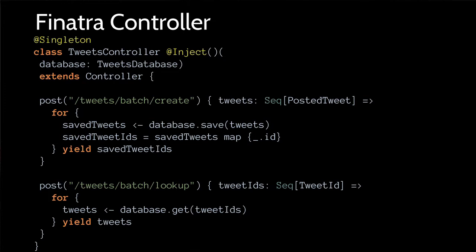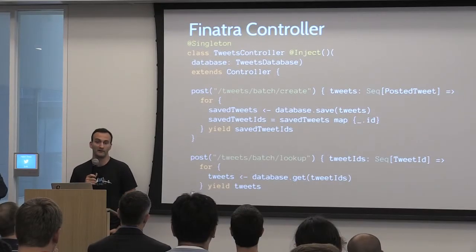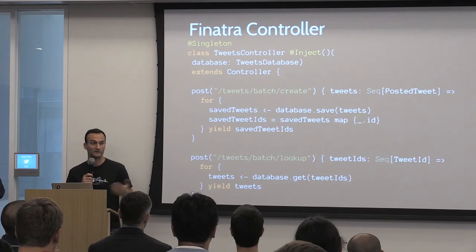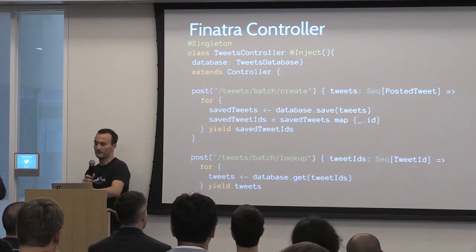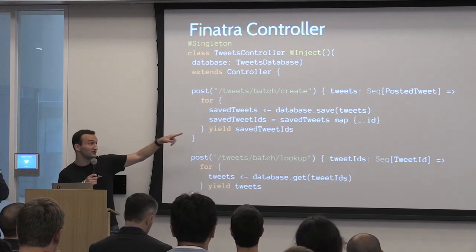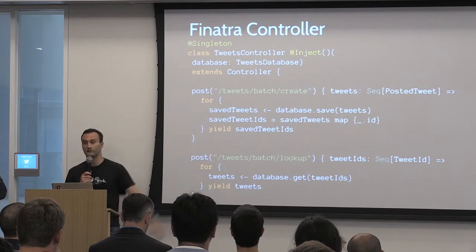And here you can see the batch versions of those endpoints. So on the top would let you post multiple tweets in one post. And on the bottom, it would let you do multiple lookups of tweets in a single post. And notice how the incoming argument is tweets, which is a sequence of posted tweet. And on the bottom, a sequence of tweet IDs.